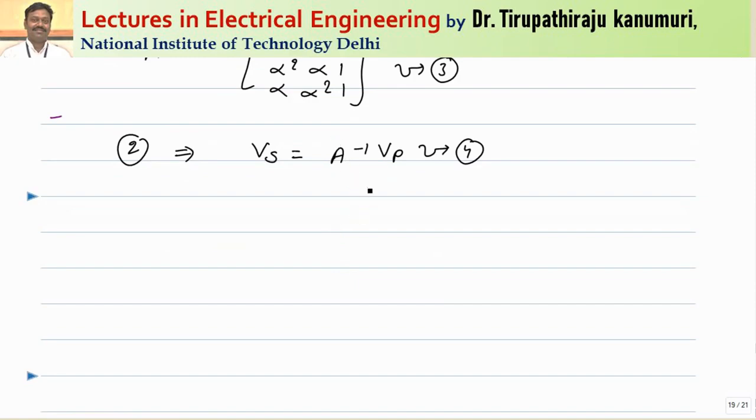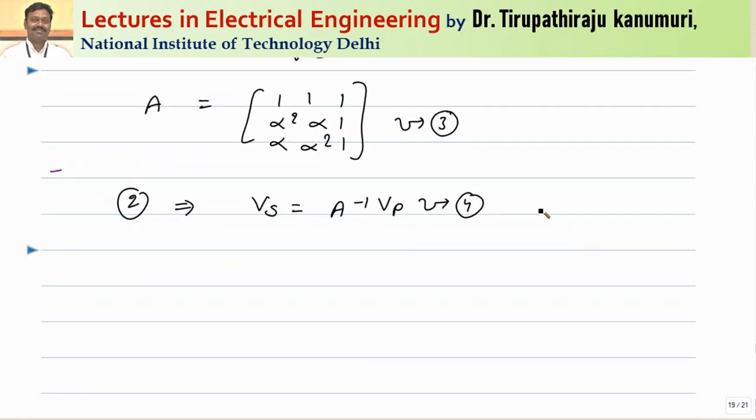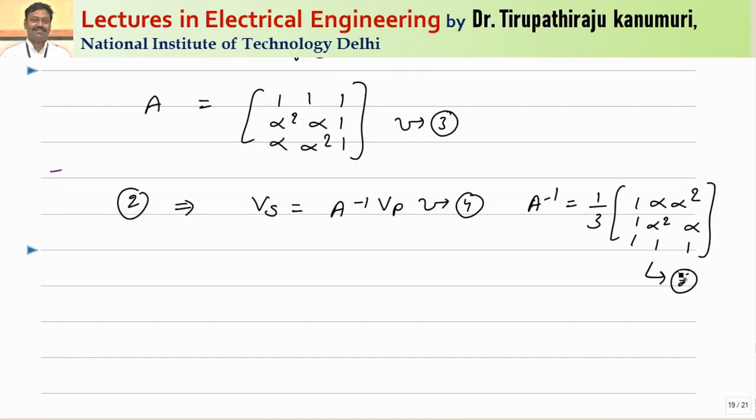So if you calculate the value of A inverse using this A, A inverse will be equal to 1 by 3 times of 1 alpha alpha square, 1 alpha square alpha, 1 1 1. You can please check it, you will get this one. I am directly writing this to save some time. So this is the value, and I am taking this as equation number 5.